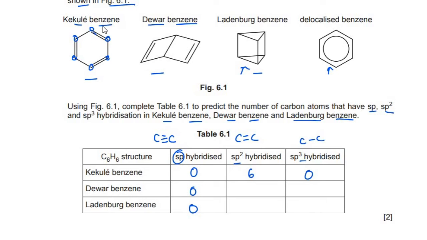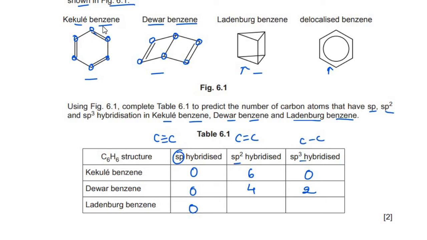Now in this we can see that there are 1, 2, 3 and 4 carbons which have a double bond. So I'll write 4 carbons with sp2 hybridization, and there are 2 more carbons with single bonds. So sp3 hybridization is 2 carbons.